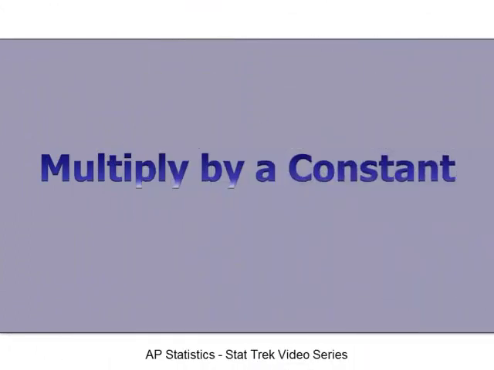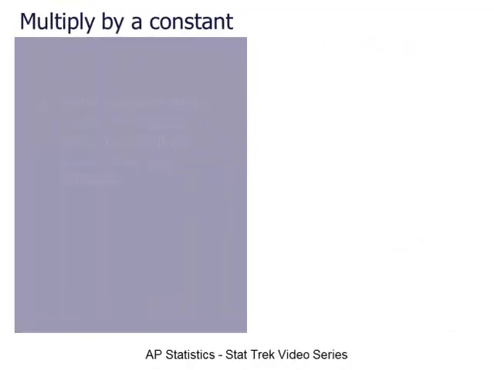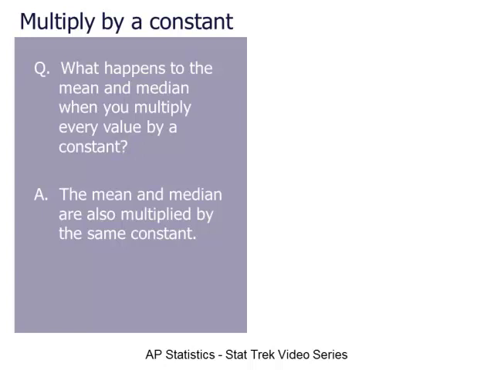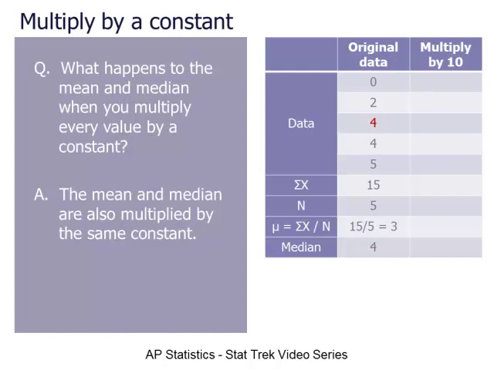On the Advanced Placement Statistics exam, you will also be expected to know what happens to the mean and median when you multiply every element in the dataset by a constant. Here's what happens. The mean and the median are also multiplied by the same constant. Again, we can illustrate this with an example using the same dataset that we just worked with. In this case, though, we multiply every element in the original dataset by the constant 10, which results in a new dataset consisting of the elements 0, 20, 40, 40, and 50.